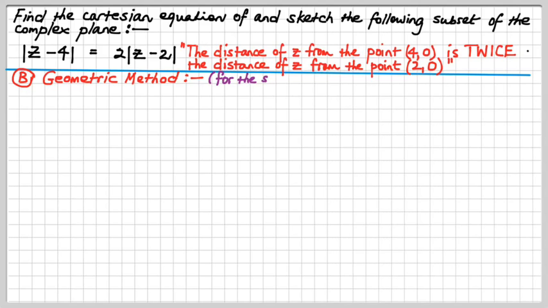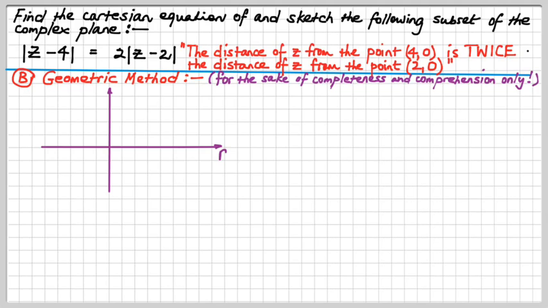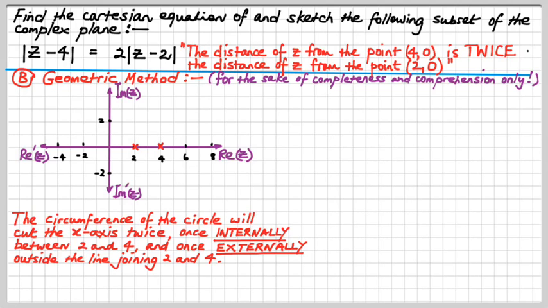Here we go. Now, again, this is for the sake of completeness and comprehension only, just to have an impact on you so that you'll be aware that these are circles, right? Now, let's draw it out. We've got our nice little Argand diagram. There it is. Now we've got the points marked. There's where x is 2, and that's where x is 4. What I'm saying to you is that the circumference of the circle will cut the x-axis twice.